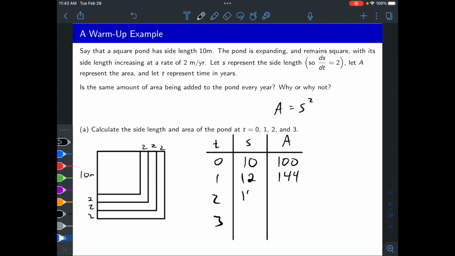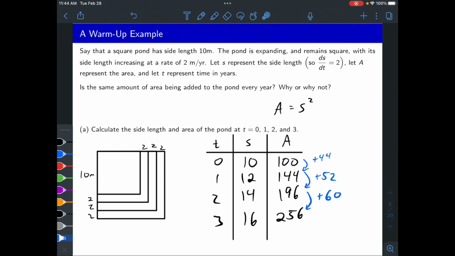After 2 years, we'll be at 14. After 3 years, we'll be at 16. 14 squared is 196. 16 squared is 256. So now we can actually explicitly say how much our area is going up by each year. Plus 44, plus 52, and then plus 60. That's how much our area goes up by from 0 to 1, and then 1 to 2, and 2 to 3 years.